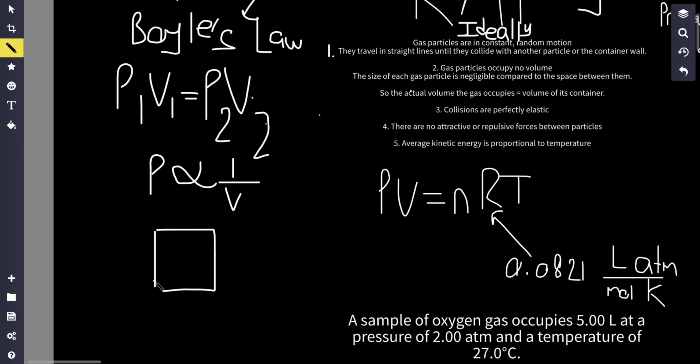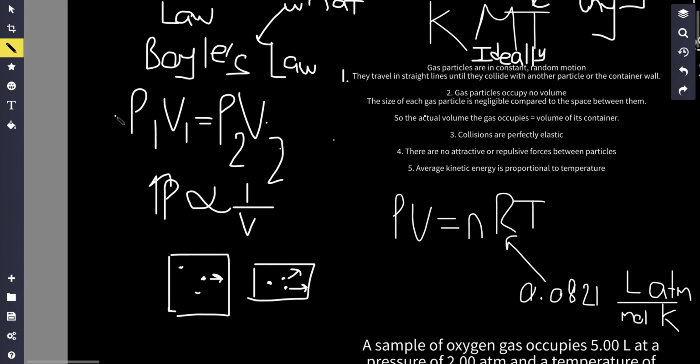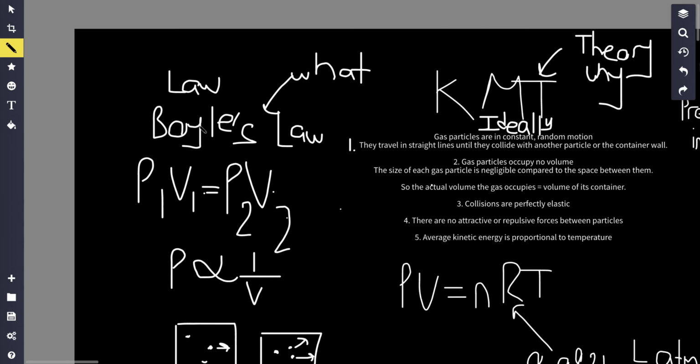So if I have a container with some gas particles in there, it's going to exert some sort of pressure. Now, if I decrease the volume of this container, the gas particles don't have to travel as far to hit the container. They can hit it more often, so it's going to increase the pressure. So if you decrease the volume, you increase the pressure.